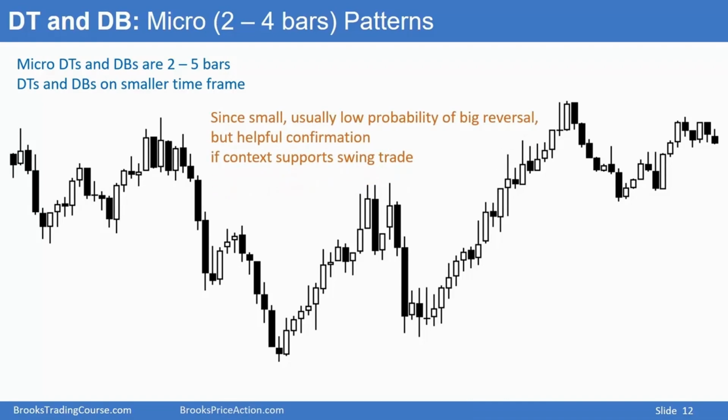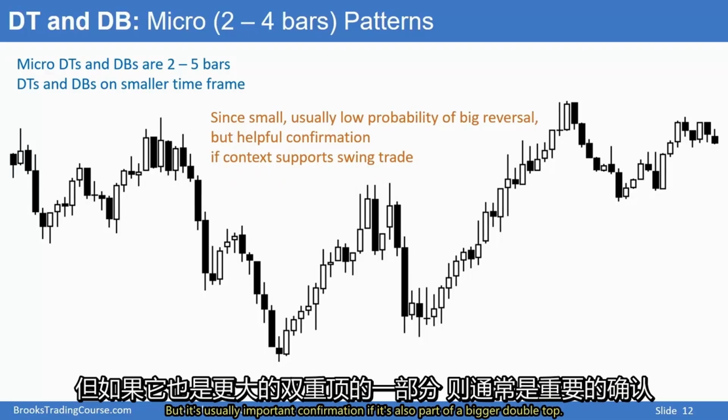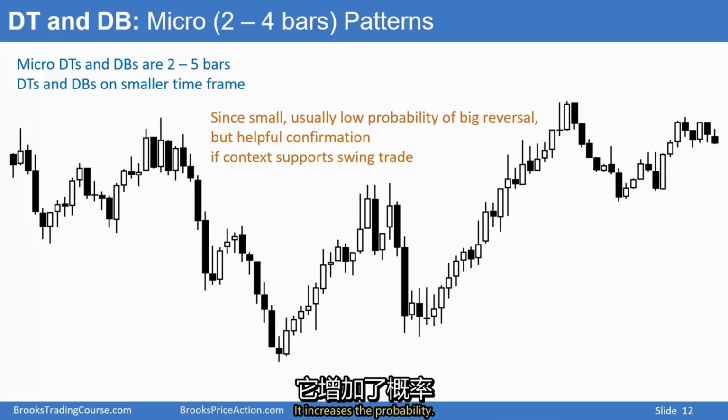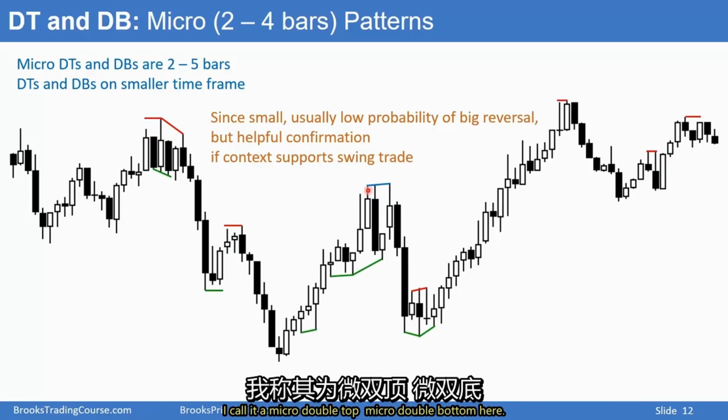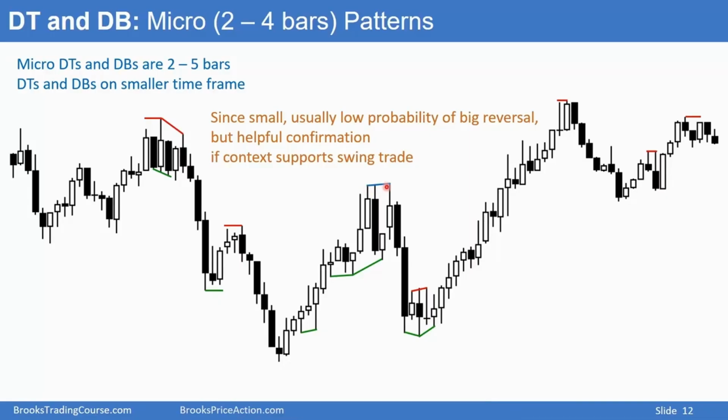Micro double top, small probability of a big reversal, but it's usually important confirmation if it's also part of a bigger double top. It increases the probability. For example, we have a 3-bar or 4-bar double top here. I call it a micro double top, micro double bottom here.